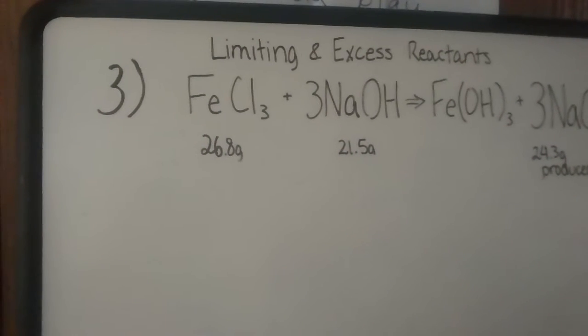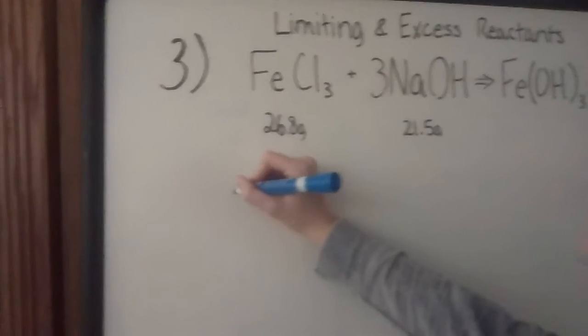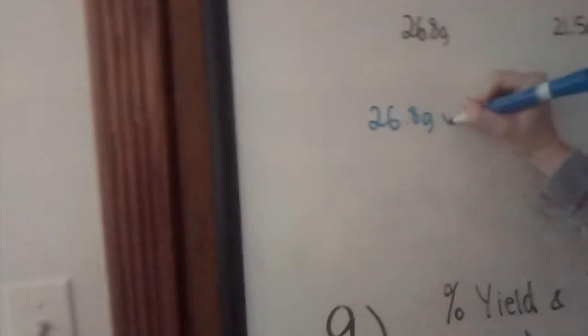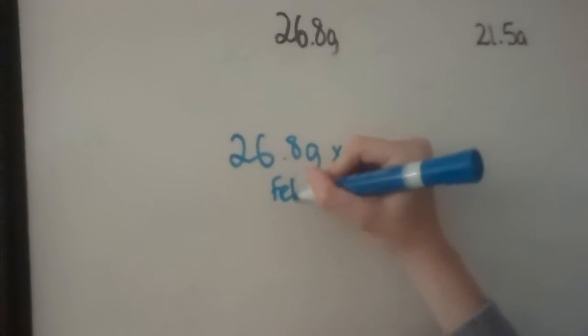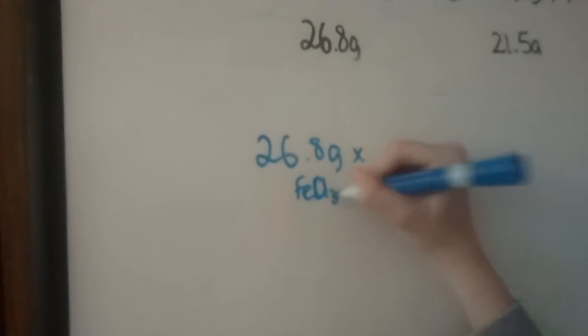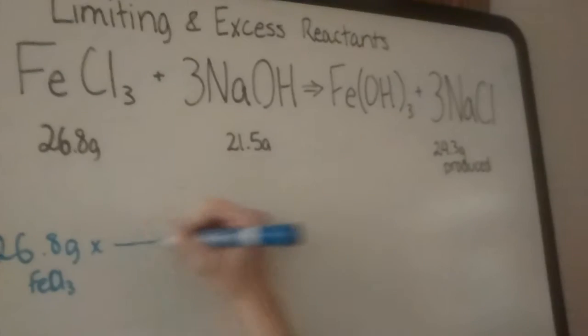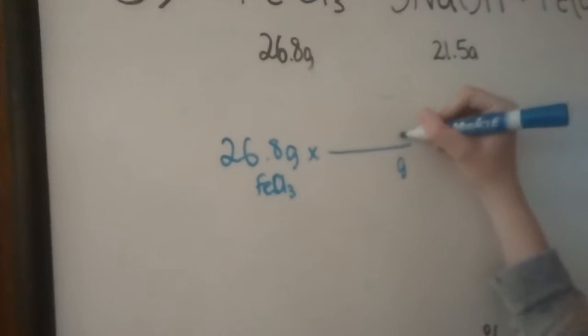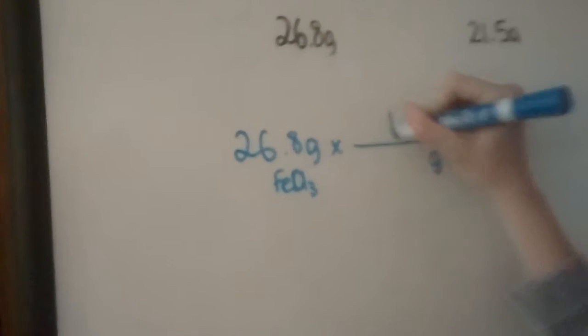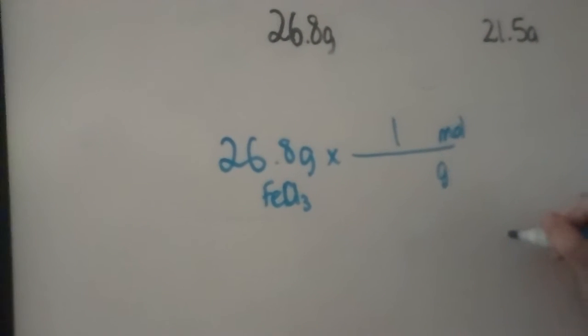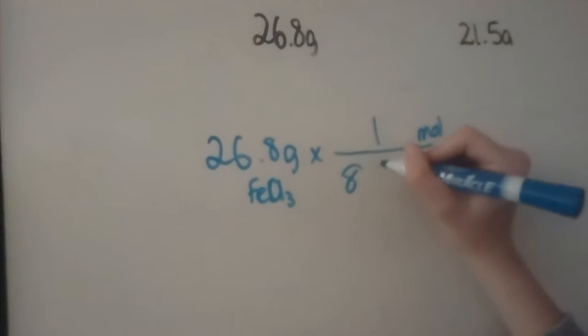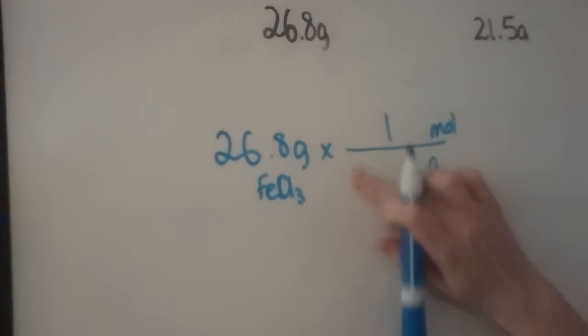So I can write this out for you guys. We're going to start with 6.8 grams of iron chloride. And what we're going to try to do is convert this grams into sodium chloride. Oh, not an 8.